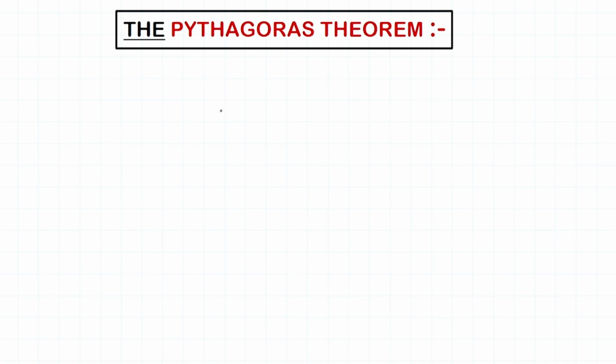So today we'll be discussing what the Pythagoras theorem is. This is one of the very important theorems of mathematics, and this theorem is related to right angle triangles. So whenever you see a right angle triangle when you're doing mathematics, most probably you'll be using the Pythagoras theorem.